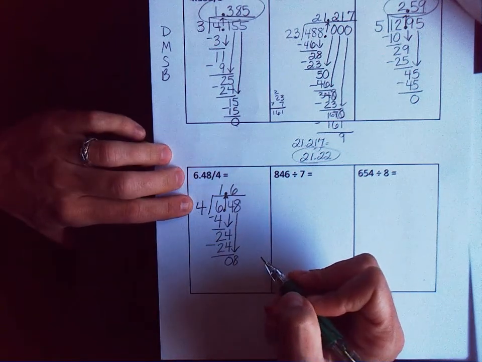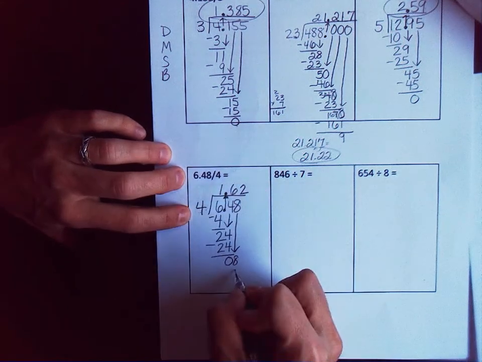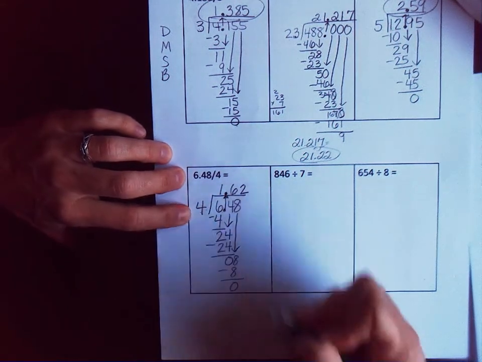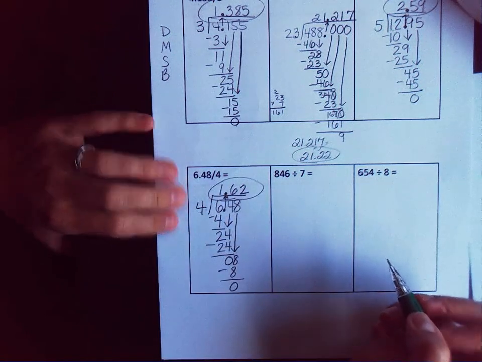I have to think about how many times 4 goes into 8. 4 goes into 8 twice. 2 times 4 is 8. I subtract, and now I get a 0. I have nothing left to bring down. I am finished. My answer is 1 and 62 hundredths.